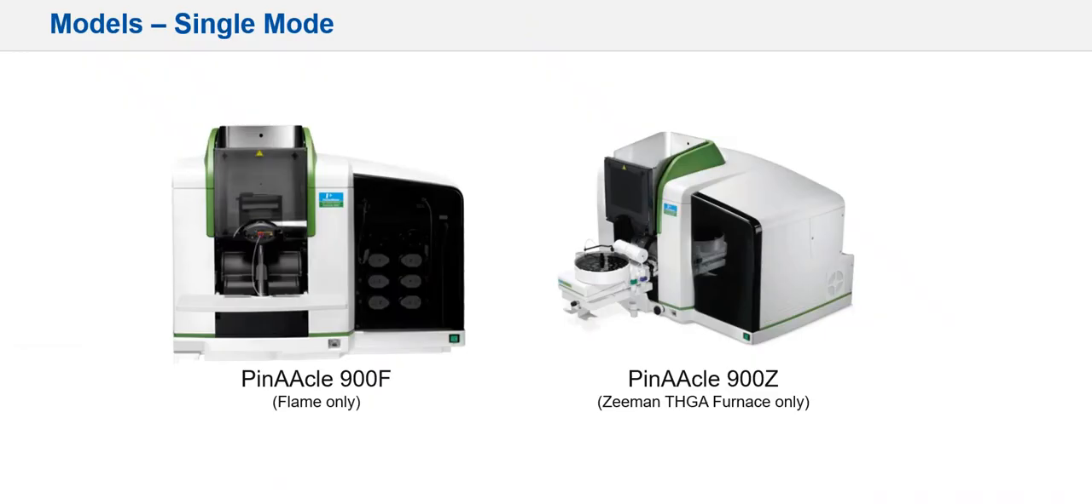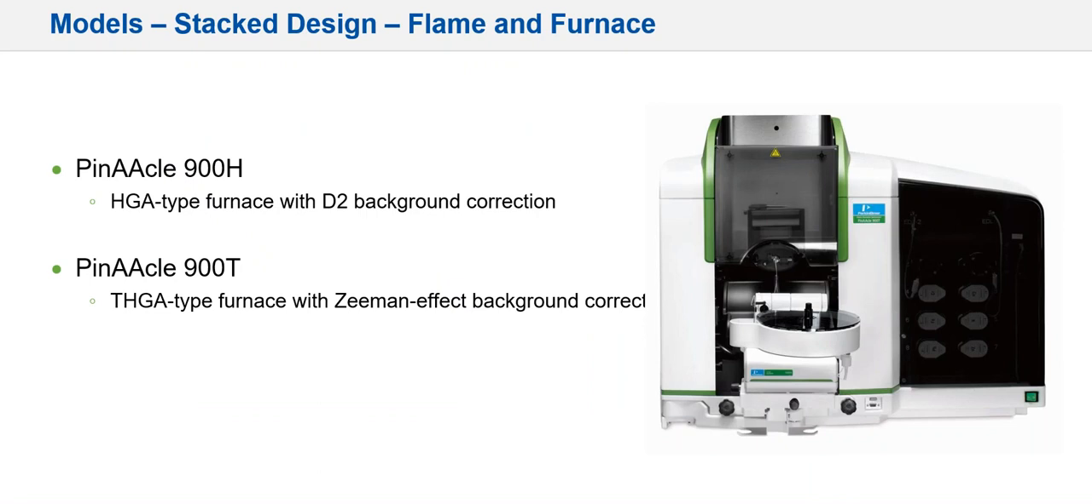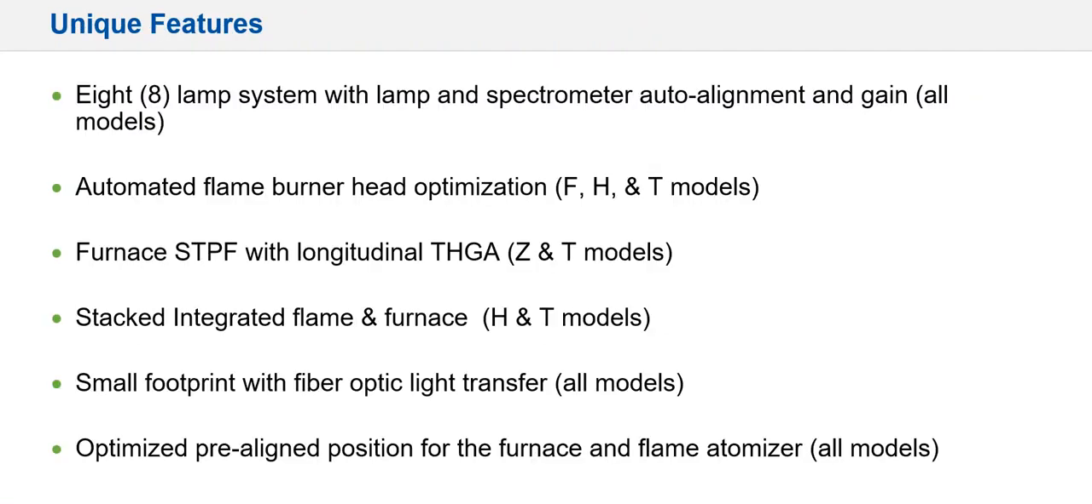For the Pinnacle 900, we have a couple of different models. There's a flame-only model, the 900F, and a furnace-only model, the Zeeman THGA 900Z. And then we have stacked designs, a stacked flame and furnace design. There's the 900H with an HGA type furnace, which we'll talk about briefly during this call, and then the 900T, which is a THGA type furnace with Zeeman effect background correction.